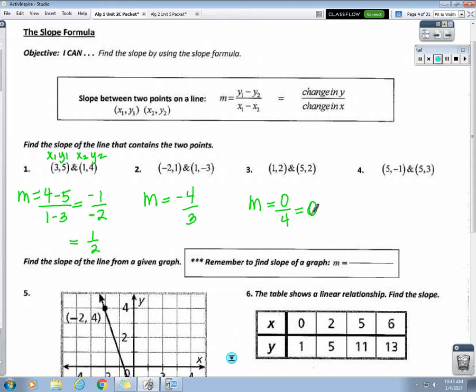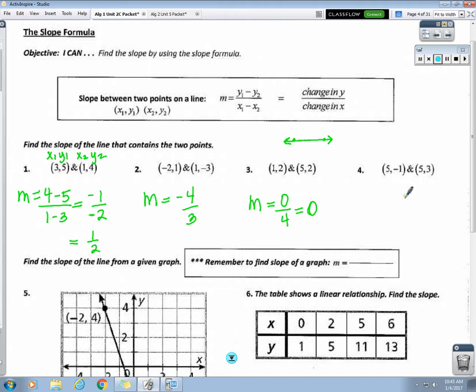What kind of line would that form? Horizontal, because think about it. If you went 1, 2, that'd be right 1 up 2. If you went 5, 2, wouldn't that be right 5 up 2? So since they have the same y value, it's going to make a horizontal line. All horizontal lines have 0 slope because they have 0 steepness.